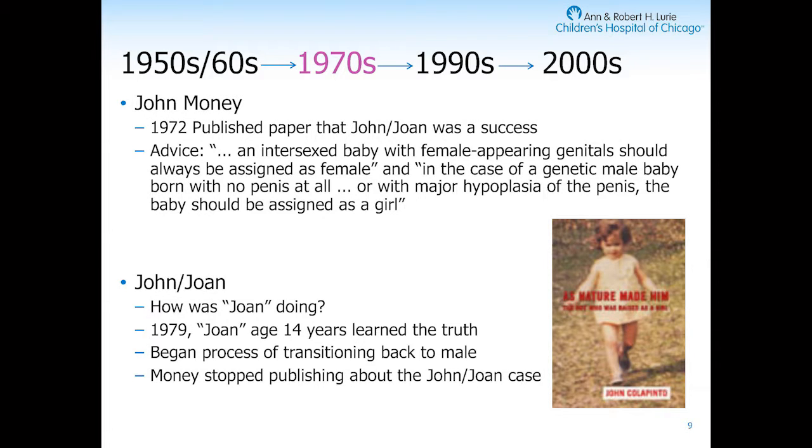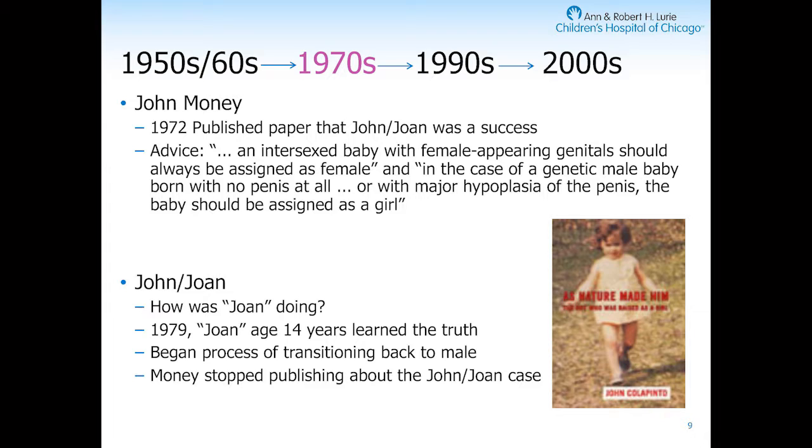And in 1972, John Money published a paper saying that this John and Joan case was a success, and gave the advice that an intersexed baby with female-appearing genitals should always be assigned female. And in the case of a genetic male baby born with no penis at all or with major hypoplasia of the penis, the baby should be assigned as a girl. And so this was the prevailing thought at this time.